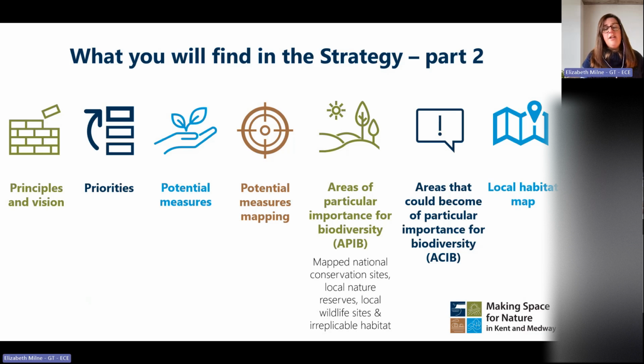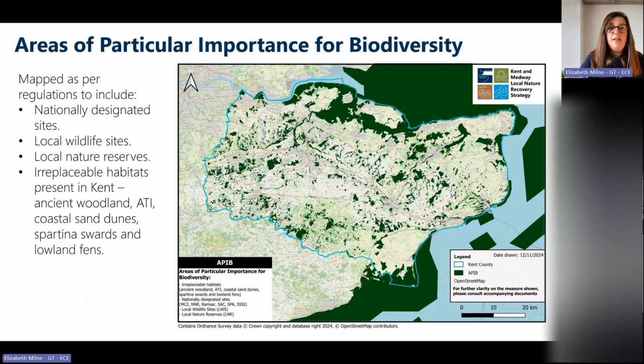So after the potential measures mapping, we then come to the three strategic maps for the county. The first of these is the areas of particular importance for biodiversity, and this maps national conservation sites, local nature reserves, local wildlife sites, and irreplaceable habitat. And this was mapped as per regulation, so we had no autonomy over what went into this map.